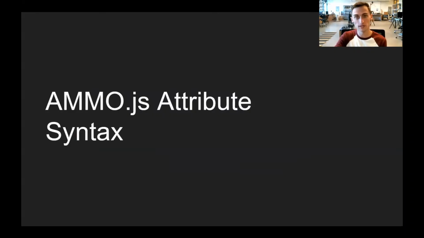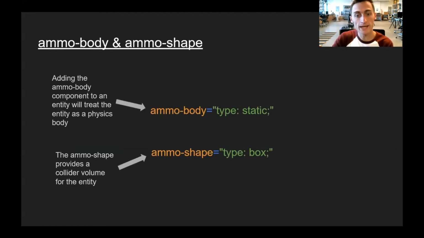All right, so some simple syntax to go over. We have the ammo body attribute. And again, these are attributes that you add to any entity in your A-frame scene that you want to have physics applied to. So our ammo body is going to basically take our A-entity or our A-box or A-sphere or whatever sort of object that we have, and it's basically going to define it as a physics body. And you'll notice that in this case, the type is set to static. I'll talk later about what that means, but that's just a simple example of ammo body.